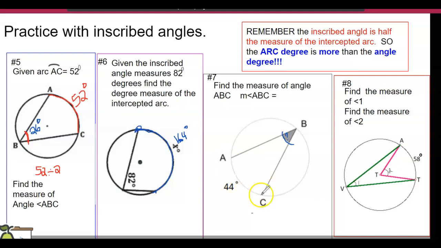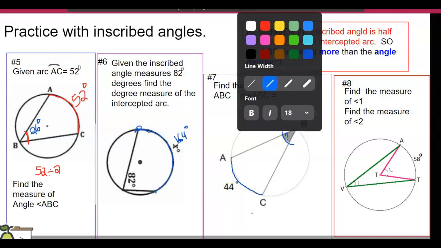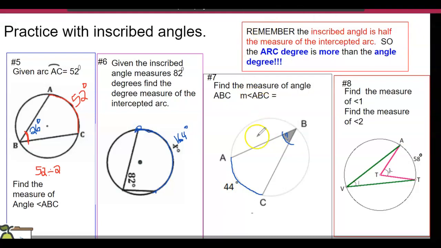So they gave me the larger one. They gave me the degree measure of arc AC is 44. So am I going to multiply or divide to find the smaller, the angle measure? Okay, good. You're going to divide. So 44 divided by 2 is 22 degrees. So the angle is 22.